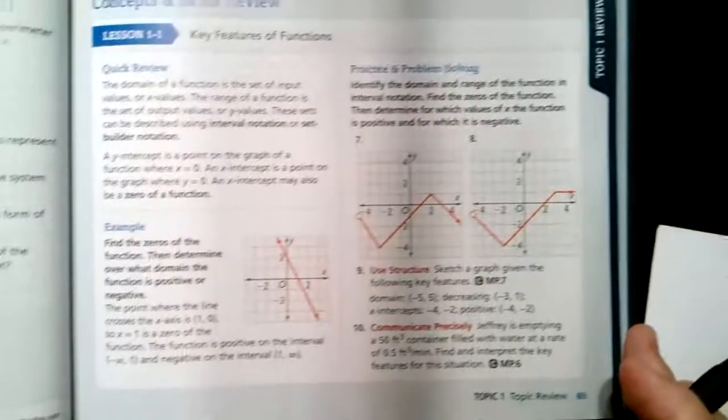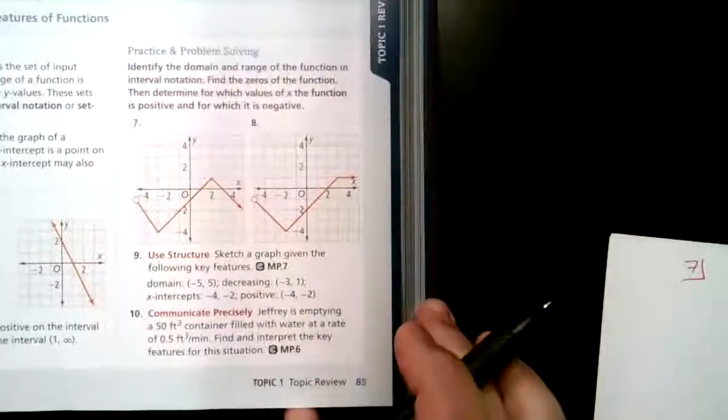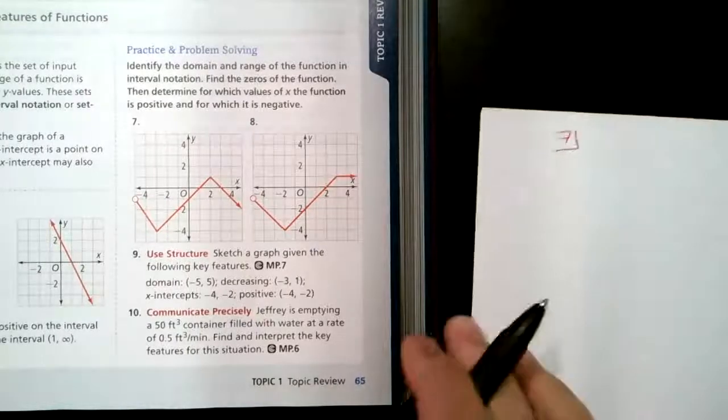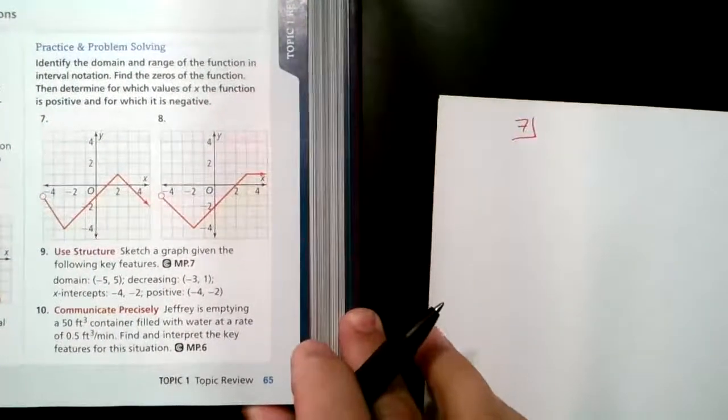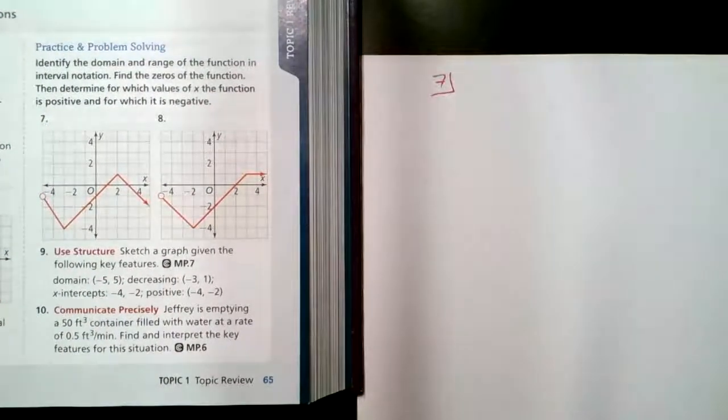So problem 7. Let's see if I can do a better job at putting this on camera. Yeah, that's going to work.